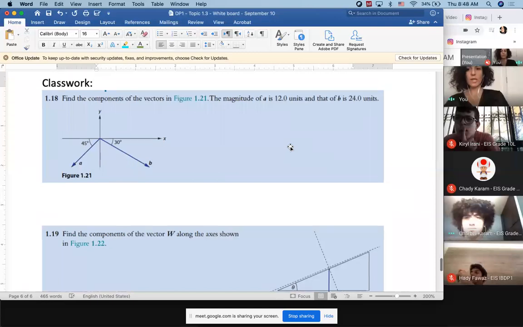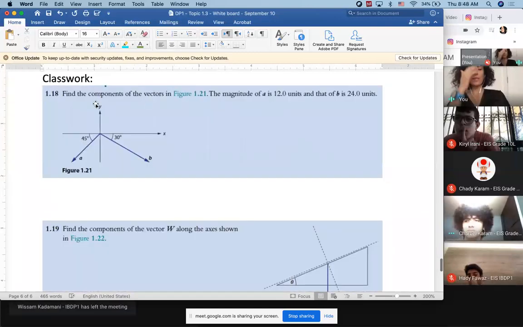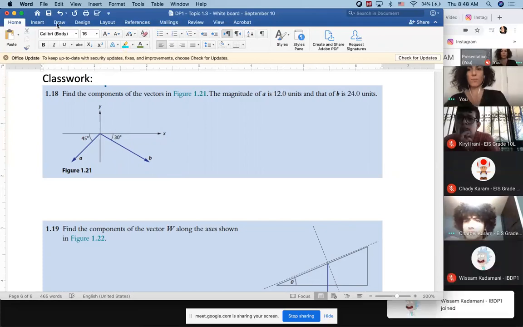Sharbel, this is an easier problem to start with. You have two vectors, A and B. You have the angles and you have the magnitudes. Maybe I can simply draw.